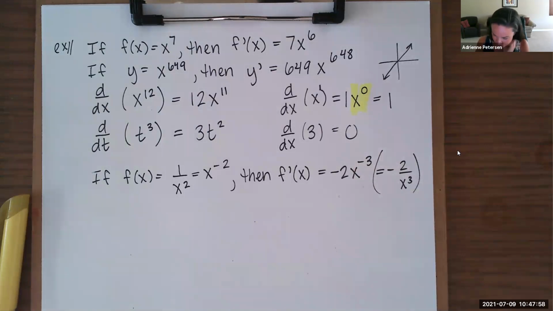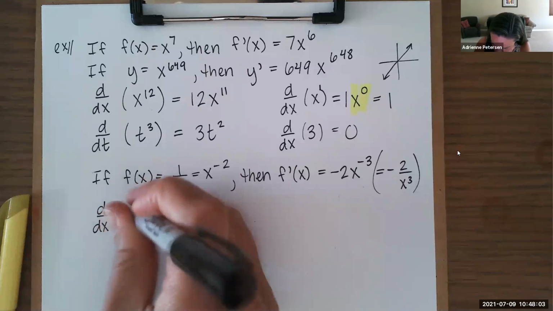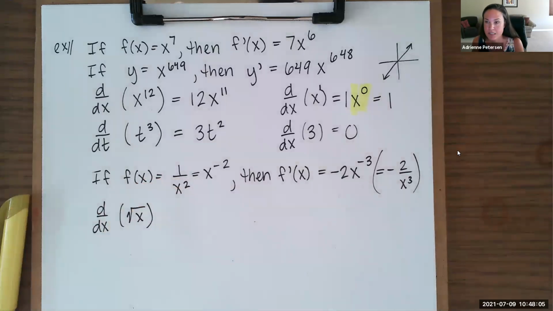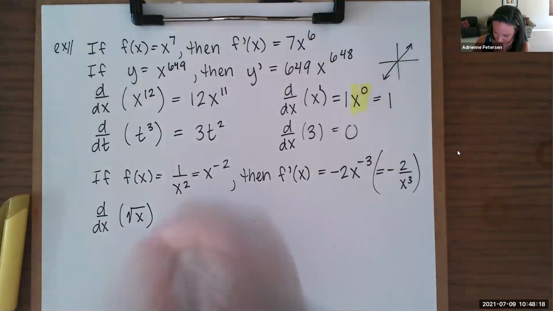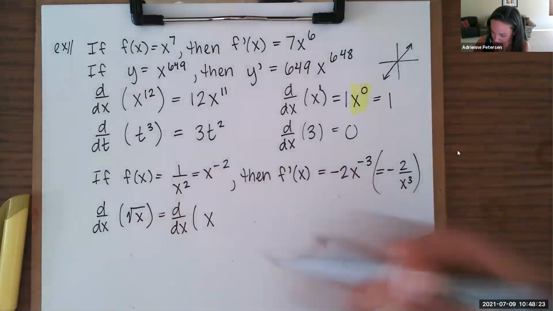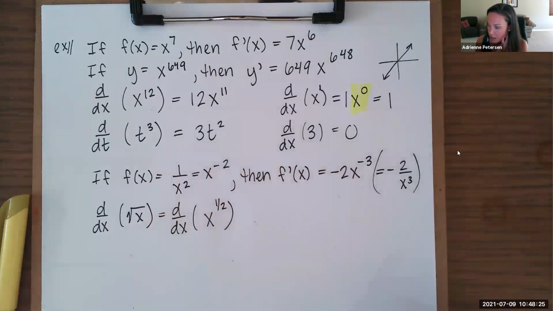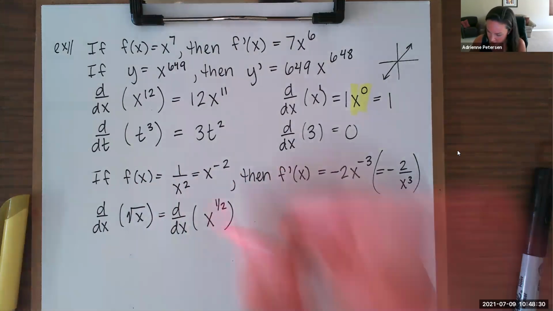All right, let's do another one. How about, how do we find the derivative of square root of x? The first thing we should do is rewrite the square root as an exponent. So in the chat box, tell me, square root is equal to what exponent? Yep, 1/2, great.